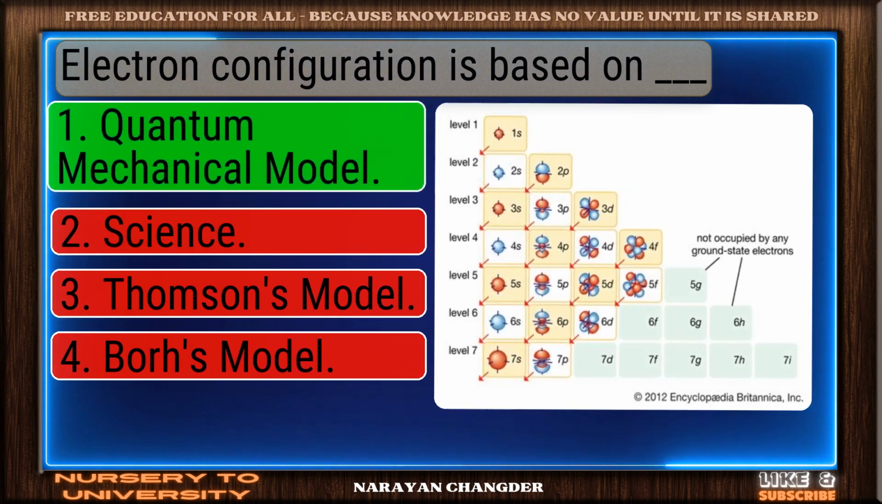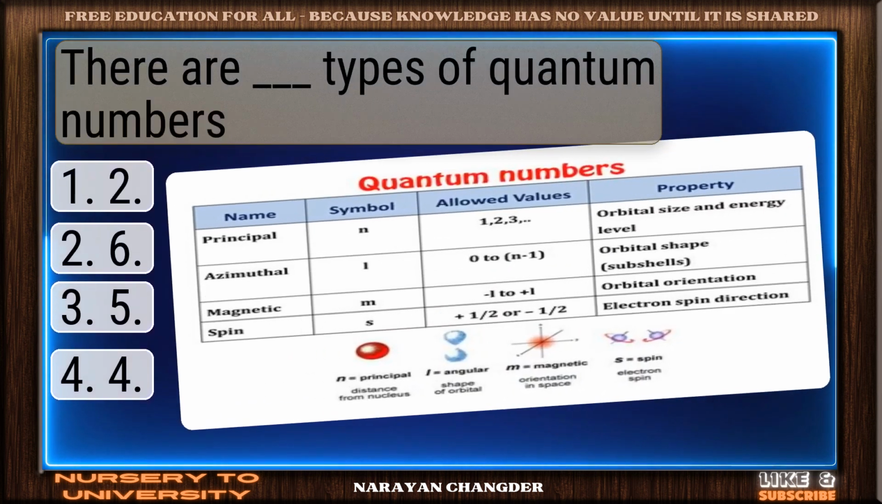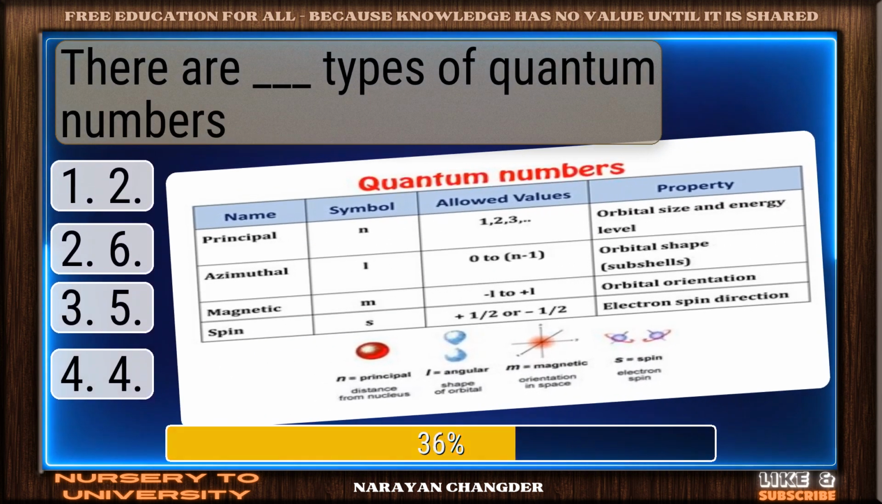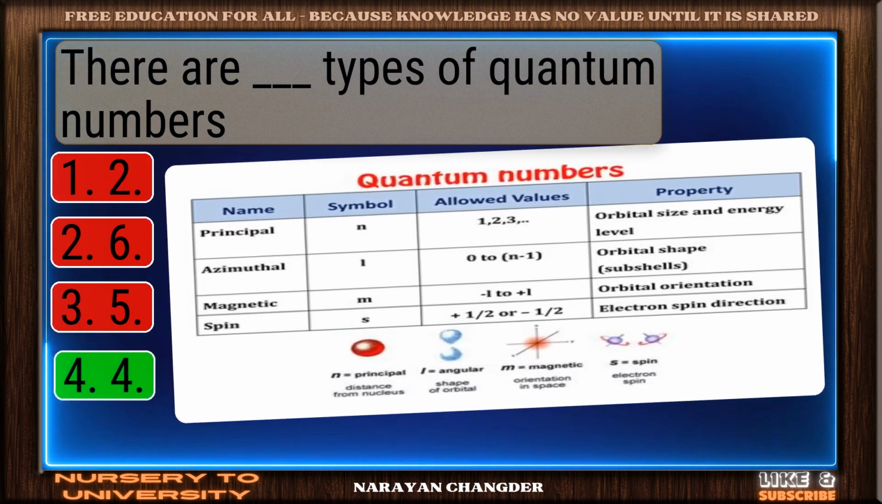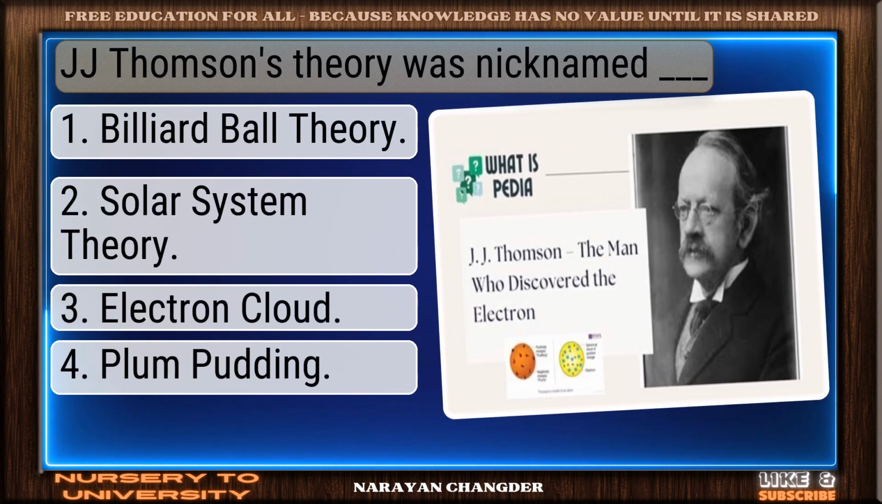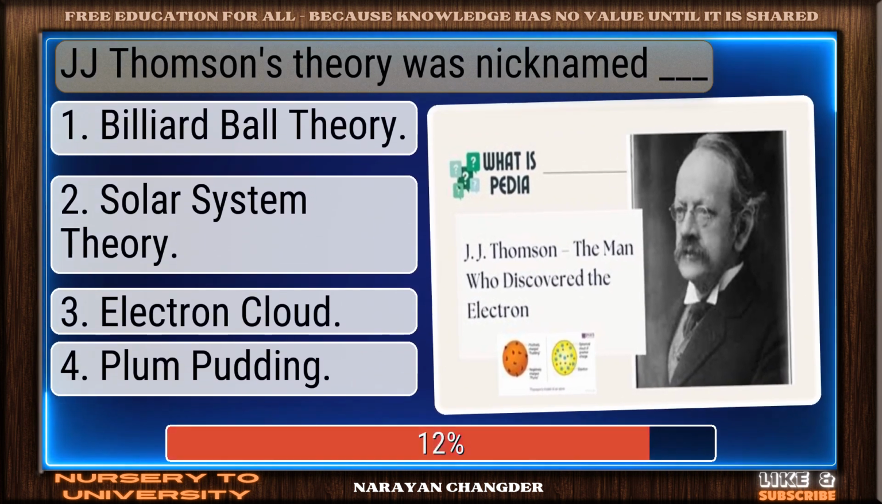Nicely done. Quantum mechanical model is a solid answer. Question number 54. There are dash types of quantum numbers. Smart move. 4 is an accurate answer. Question number 55. J.J. Thomson's theory was nicknamed dash.